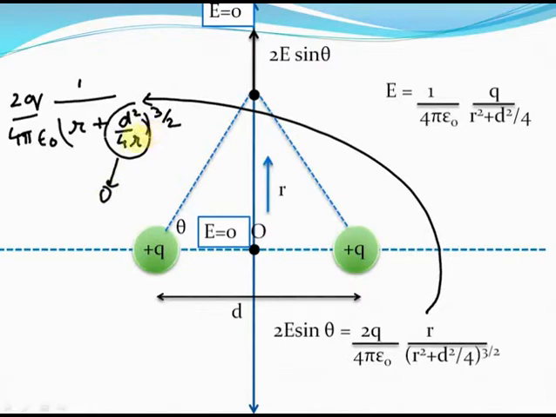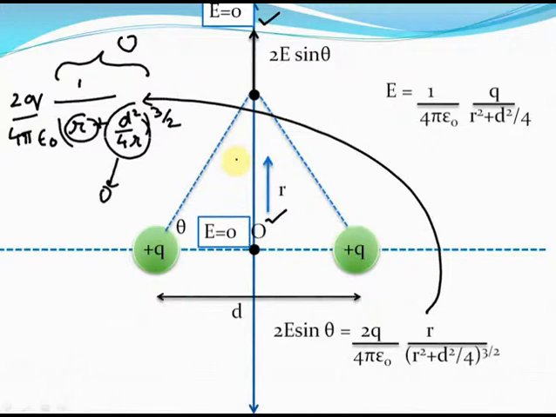Because when r tends to infinity, d square by 4r tends to 0. Similarly, when this r here tends to infinity, the final net expression tends to 0. What that means is that the electric field is 0 at infinity and at the origin. Now that also means that the electric field must be first increasing and then decreasing as we move from the origin to infinity, because it has 0 values at both origin and infinity, isn't it? So that means it must assume a maximum value between origin and infinity.